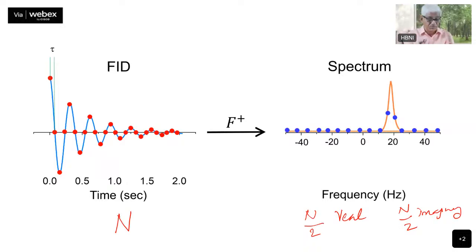Depending on the number of points you have in the FID, you will have half that number of points to represent your NMR spectrum. Accordingly, you can choose how many data points you should have, and how to increase the number of data points. All of this is cosmetics, and we will see how one can improve this. I think we probably stopped here last time, and we will continue from here.